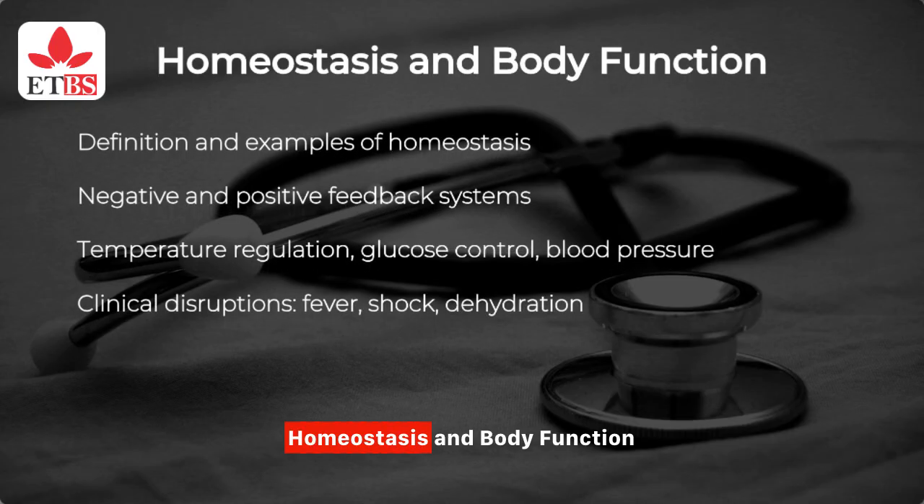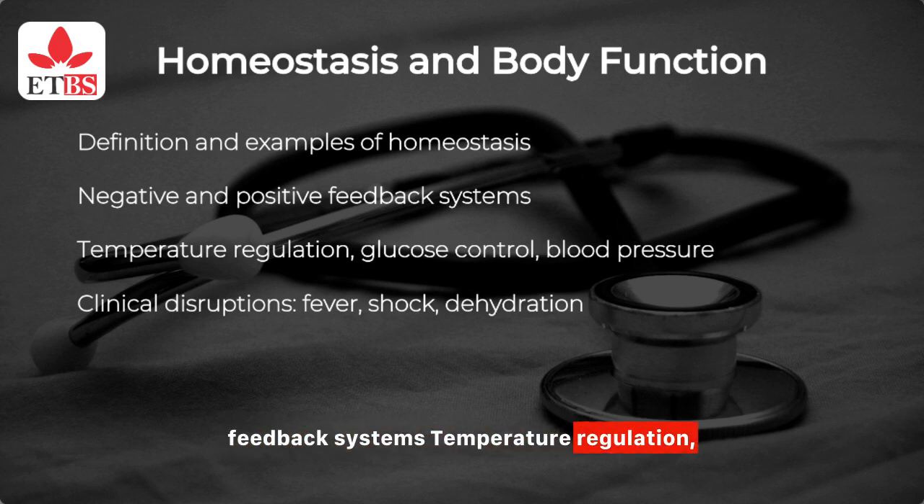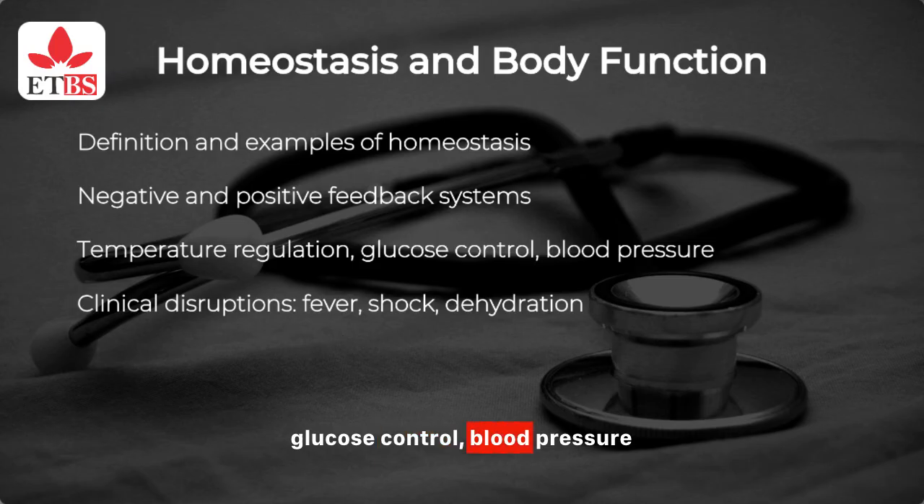6. Homeostasis and body function. Definition and examples of homeostasis, negative and positive feedback systems, temperature regulation, glucose control, blood pressure, clinical disruptions: fever, shock, dehydration.